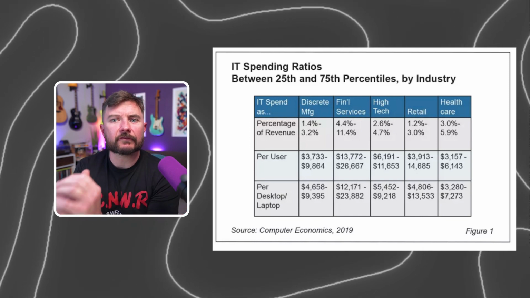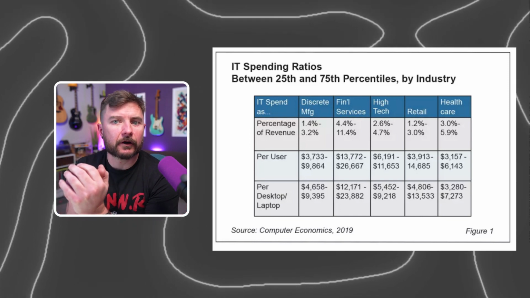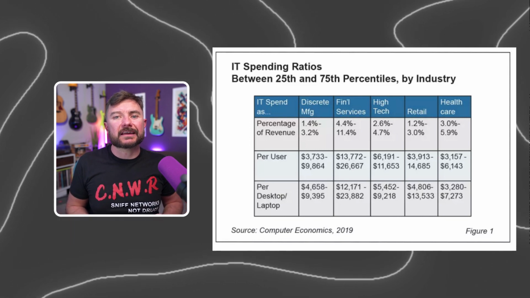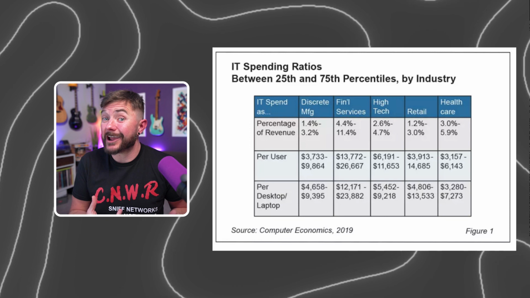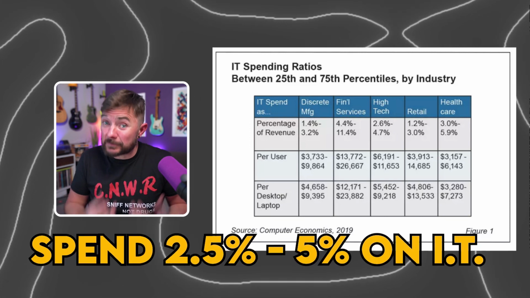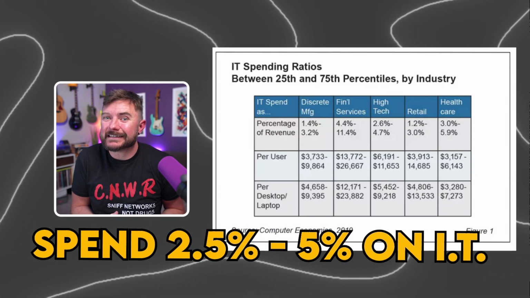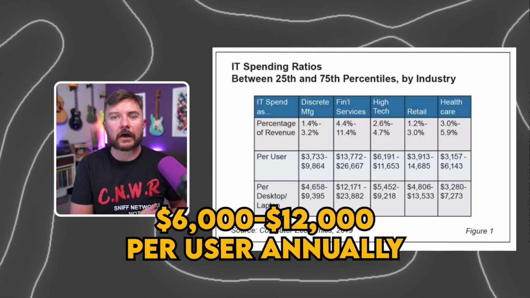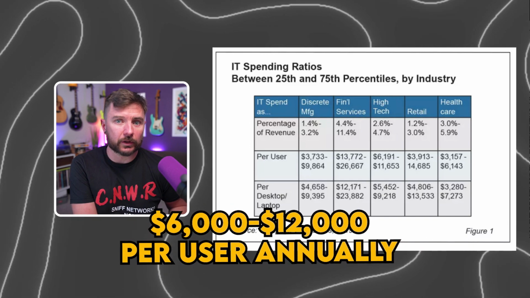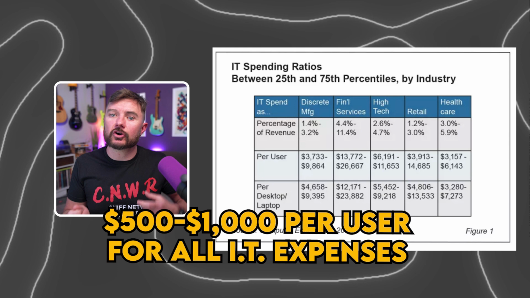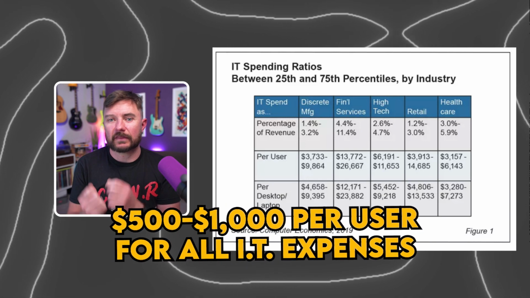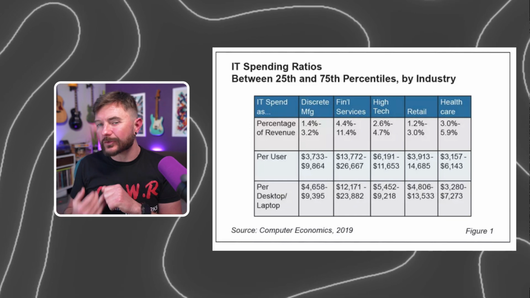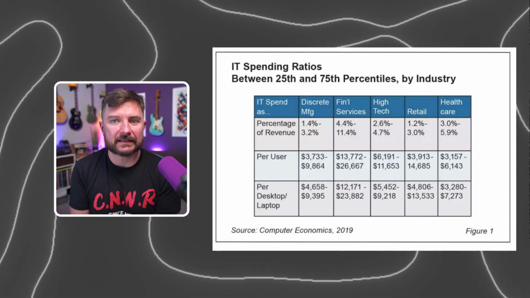Being that we do not have a vertical, we're just doing a geographic area, we need to make an assumption that, using this data, most businesses in San Diego, in small business, that spend 2.5% to 5% on IT, are spending $6,000 to $12,000 per user annually, or roughly $500 to $1,000 a user for all IT expenses, right? That's the computer, that's their software, it's all kind of baked into there. Bing! Did your light bulb just go off as well?